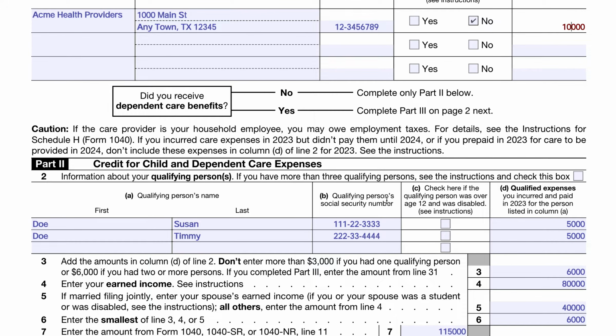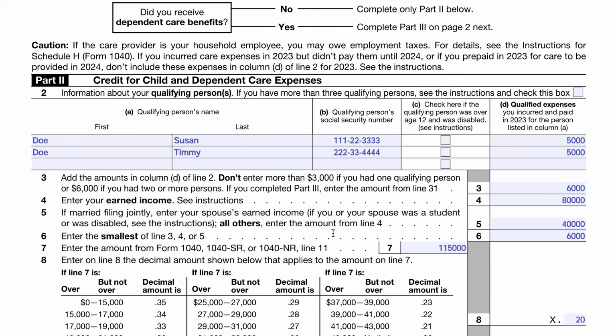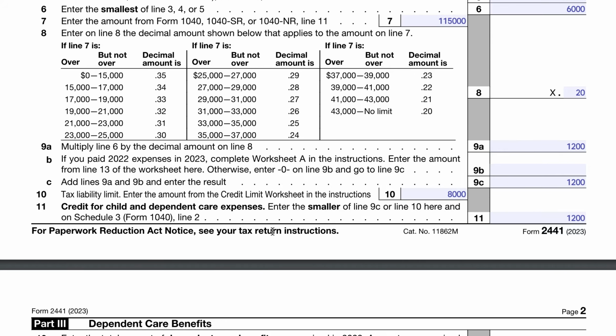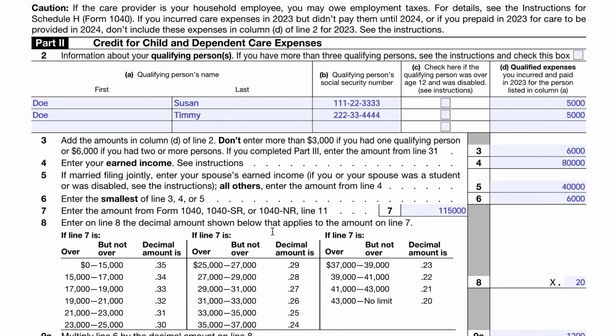So we'll cover all of these, but let's just assume for right now, we did not receive dependent care benefits from our employer. So this would be dependent care benefits provided through your employer or your corporation, your partnership, what have you.